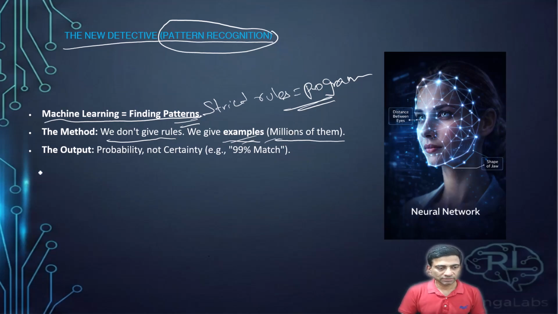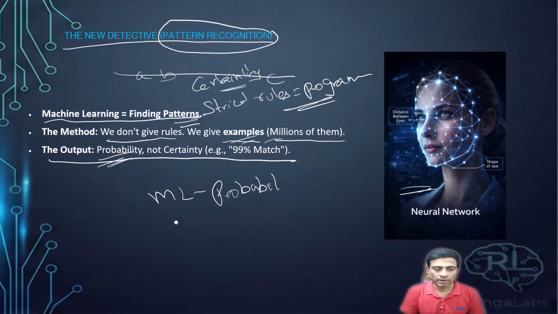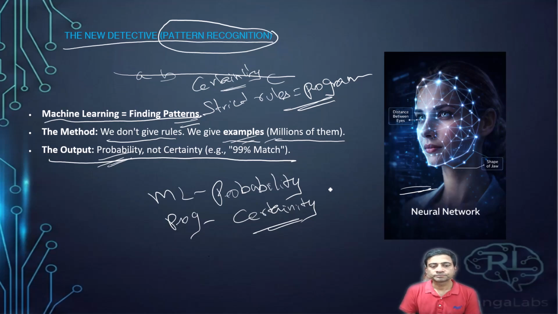The output is a probability, not certainty. In case of programming, A, B, here you get the C, this is certainty. In case of machine learning, it is probability. So machine learning is probability and programming is certainty. Understand? So this is the difference between machine learning and programming.